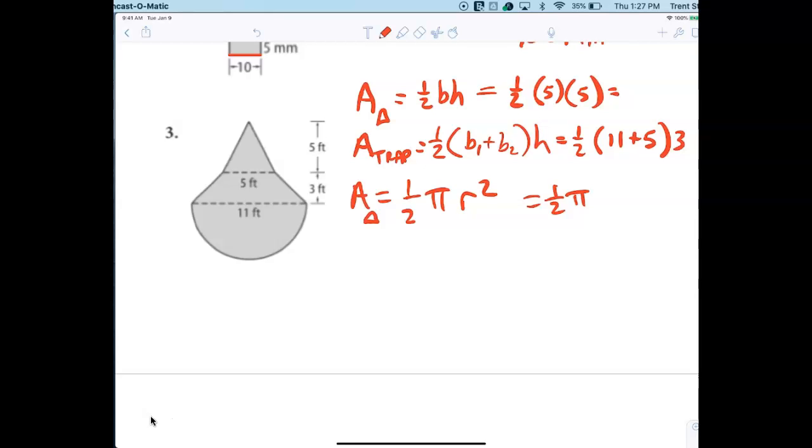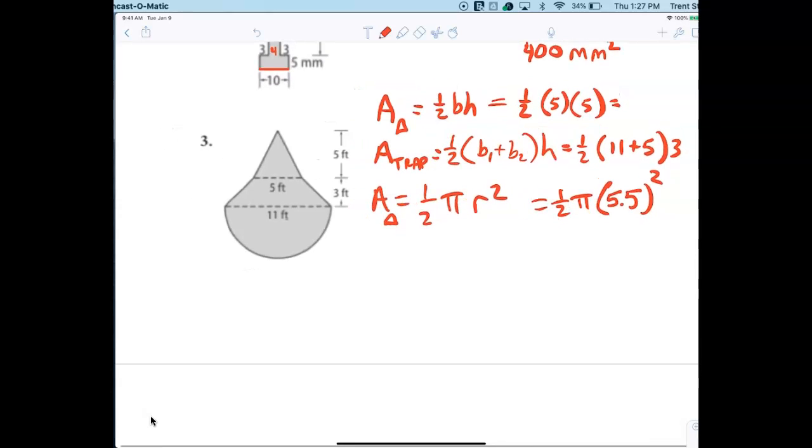Close. 6 plus 6 is 12. So it'd be 5 plus 5 plus a half. We each get 5.5. True? Yes. All right. So now, parentheses, 5.5 squared. All right. Now, what do I do with those areas?